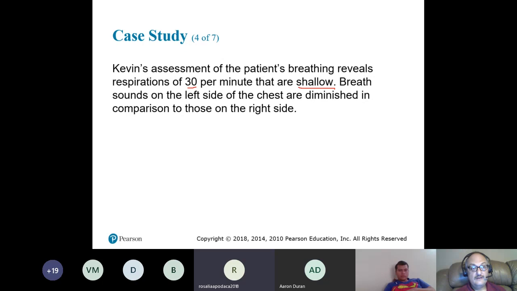Well, it will eventually. What kind of shock? Lack of oxygen. We'll get into that. There are different types of shock.